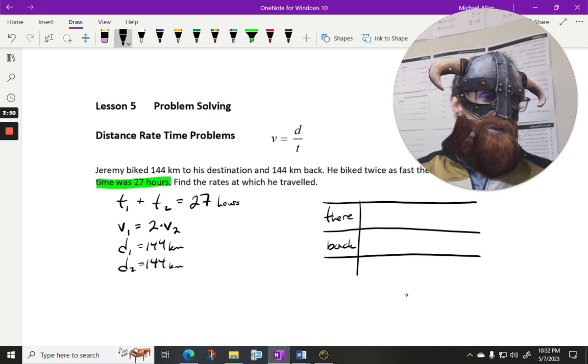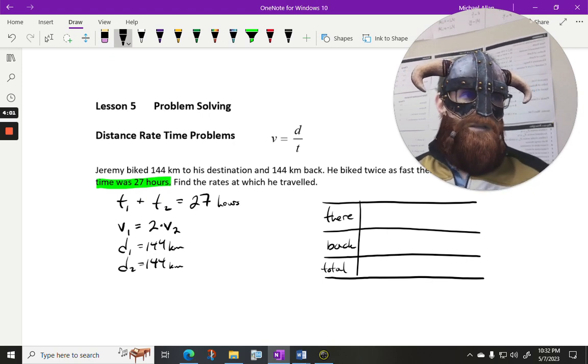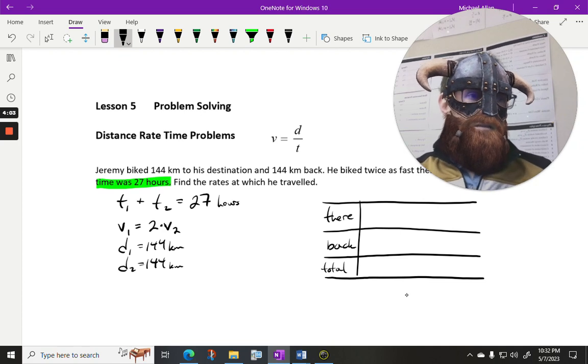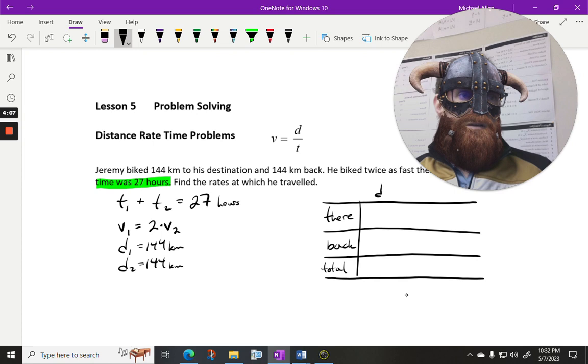We're going to make this table 3 columns large, and this bottom row is going to be the total. Now we're only going to fill out sections of the total. There are some parts I really don't care about, like the total distance. I know it's going to be 288; you're going to add the two numbers together.